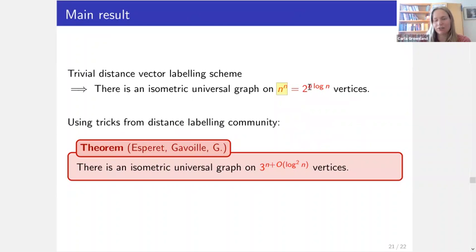We wanted to get some kind of constant times n. But using some tricks from distance labeling, we can improve this further to the constant log 3. So we can do 3 to the n plus a smaller order term and find an isometric universal graph on that many vertices.